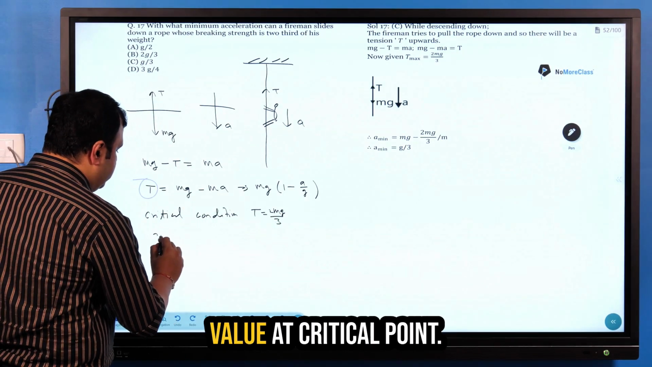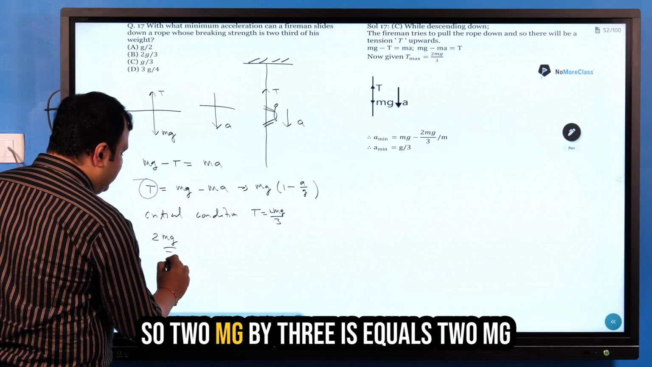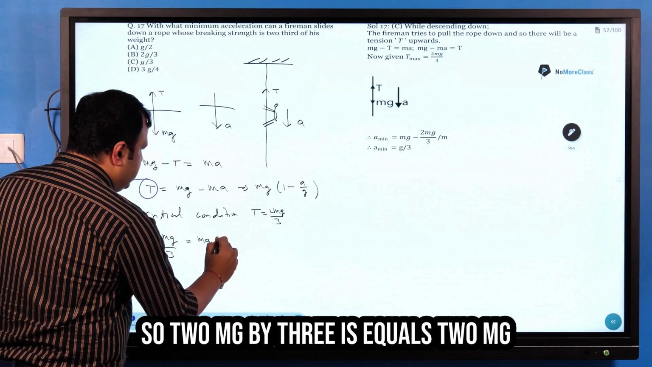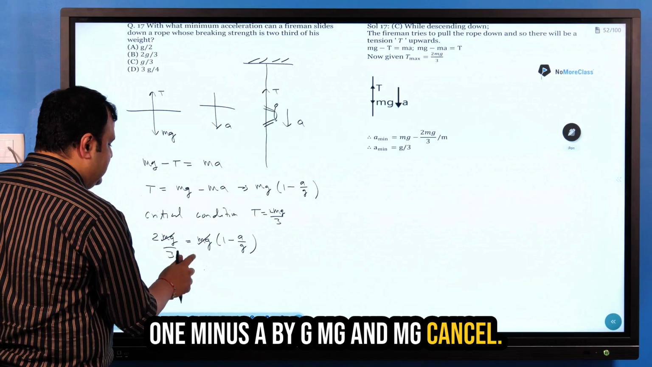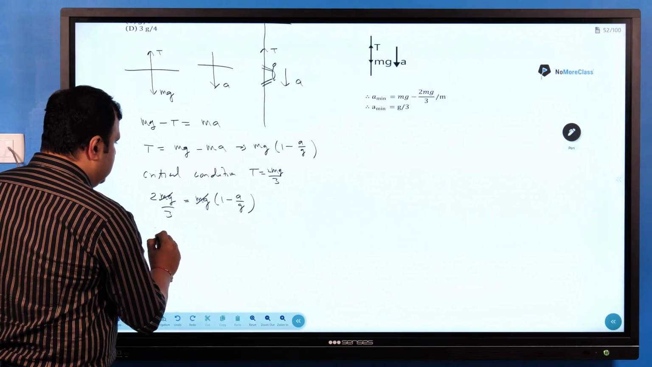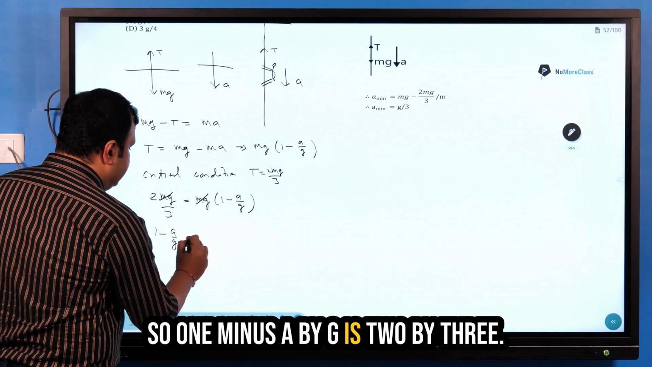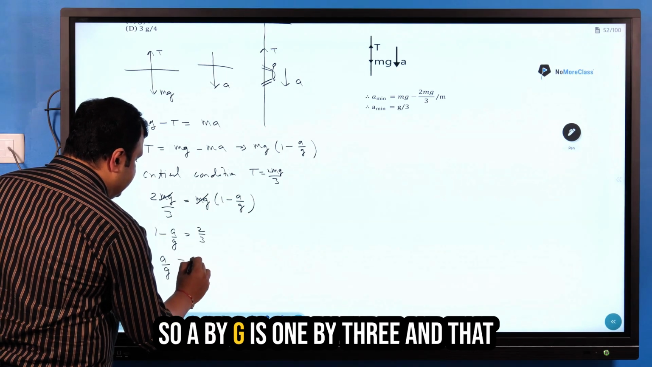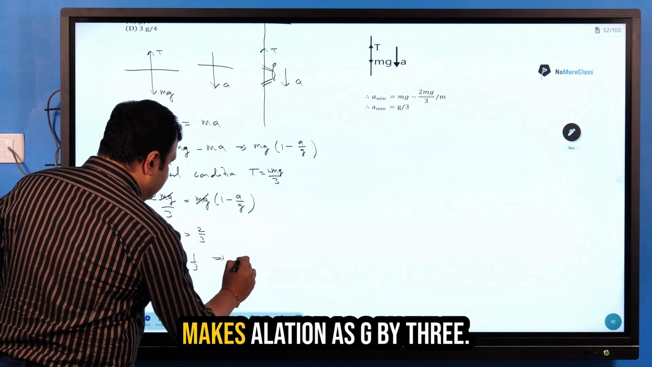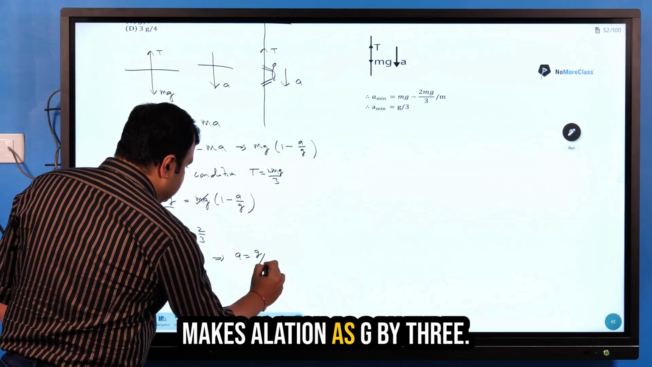So let me write the value at the critical point. 2mg by 3 is equal to mg times (1 minus a by g). mg and mg cancel. So 1 minus a by g is 2 by 3. So a by g is 1 by 3. And that makes the acceleration g by 3.